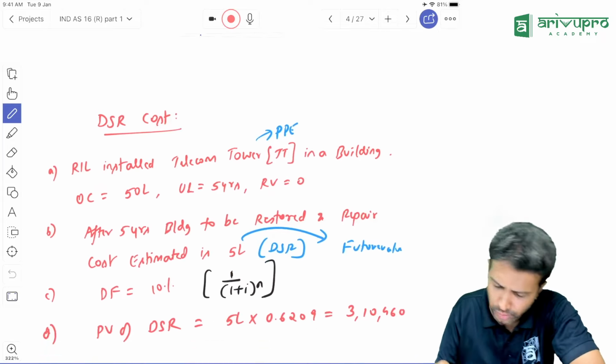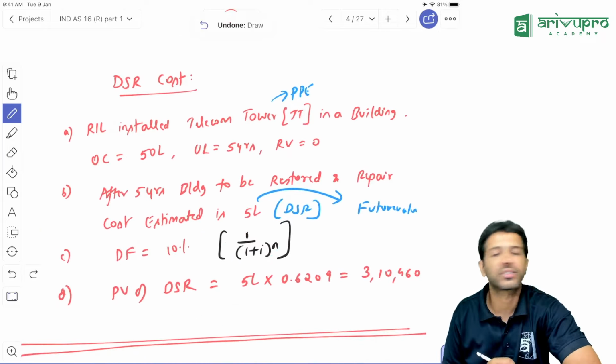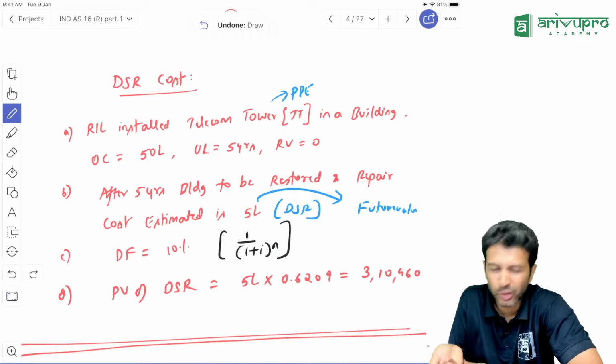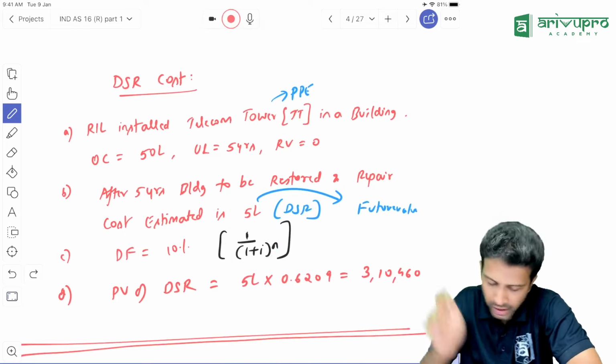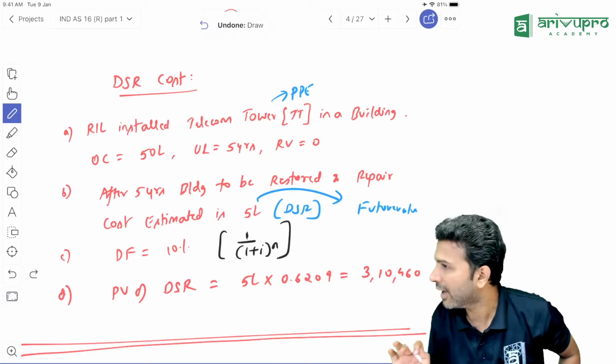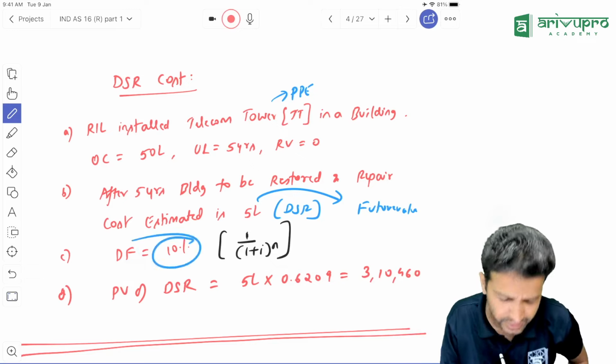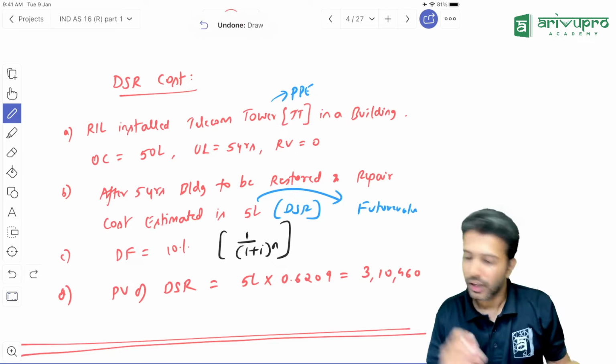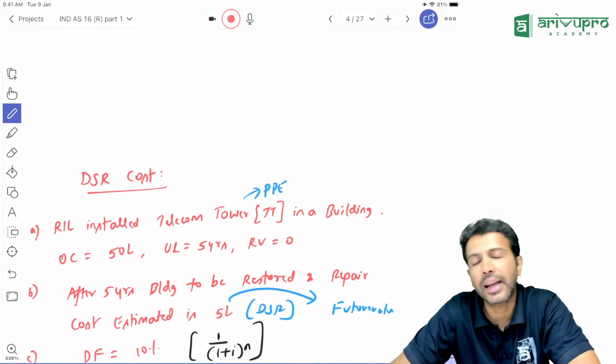Now, how do you get the discount factor? 1 divided by (1 plus i) whole power n. I think I don't have to discuss all this. You're comfortable with this. Discount factor will be given to you in the question. If at all they ask you a DSR question, the discount factor will be given. For simplicity, here I've taken the discount factor to be 10%. Now you tell me, let's see how well you remember. Calculate the present value.